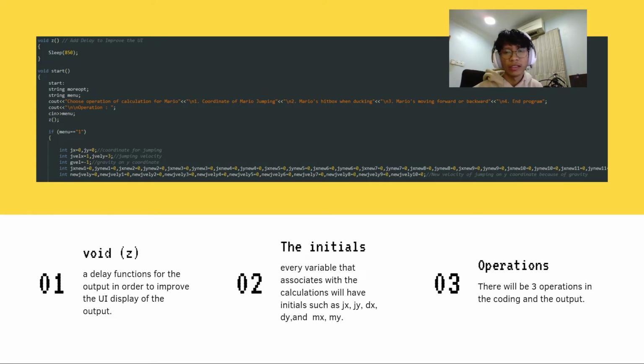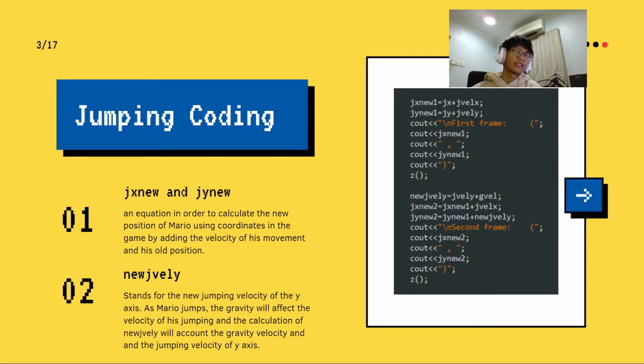So next is the initial. Every variable that is associated with the calculation will have initials such as jx, jy, dx, dy, and mx, my. The initial is defined: j for jumping, d for ducking, and m for moving. The third one is there will be 3 operations in the coding, and the output will also show 3 operations. Okay, the first operation is jumping.